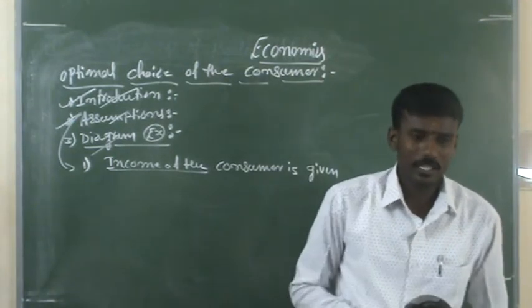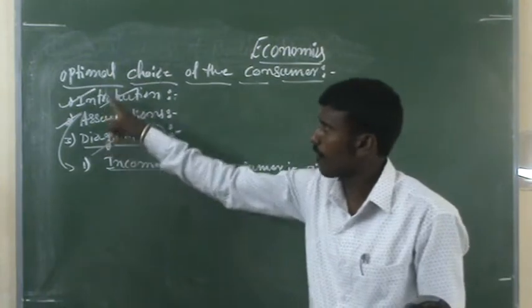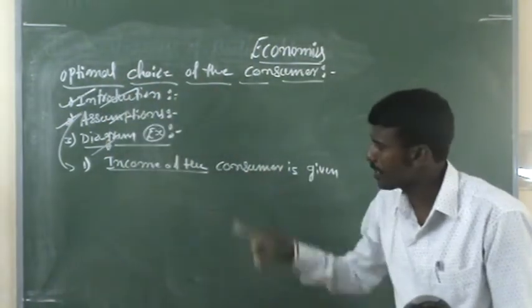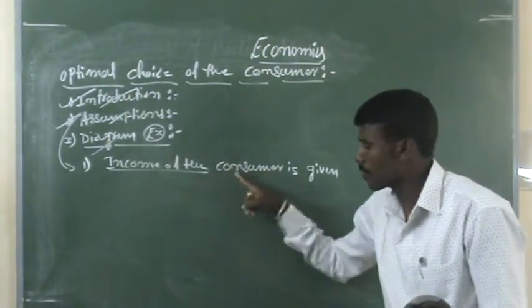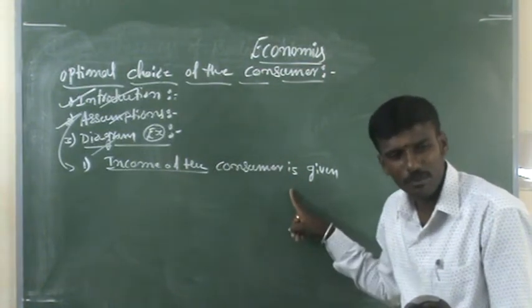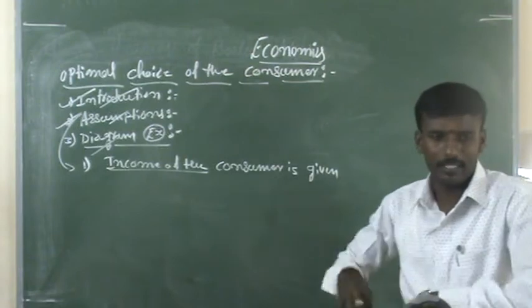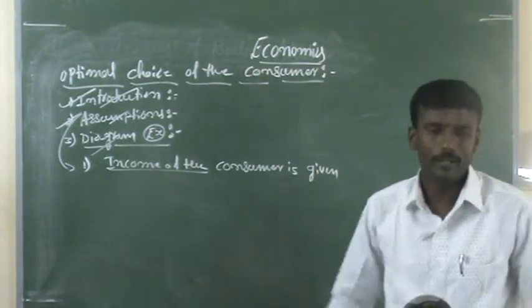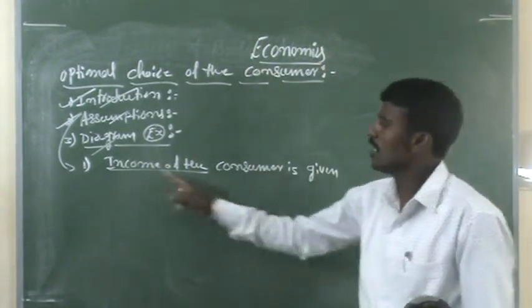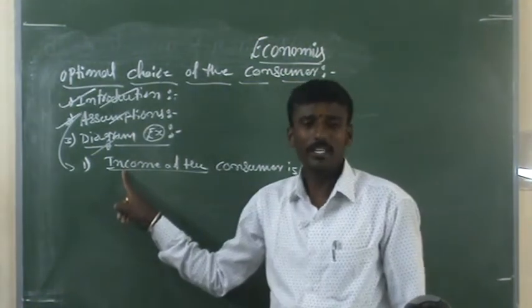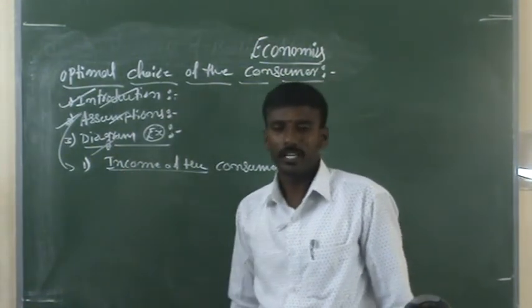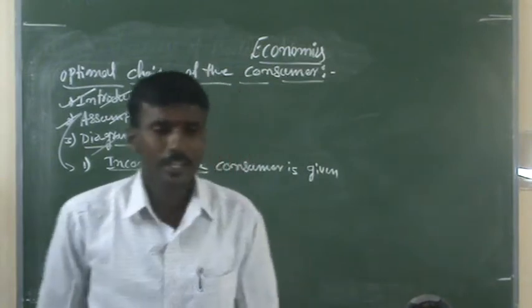Once again I repeat, the first assumption of optimal choice of the consumer is that the income of the consumer is given. It means the consumer has some money, maybe that is 20 or 30 or 50 or 100, whatever. The consumer has some income, some budget, and that budget is given here.